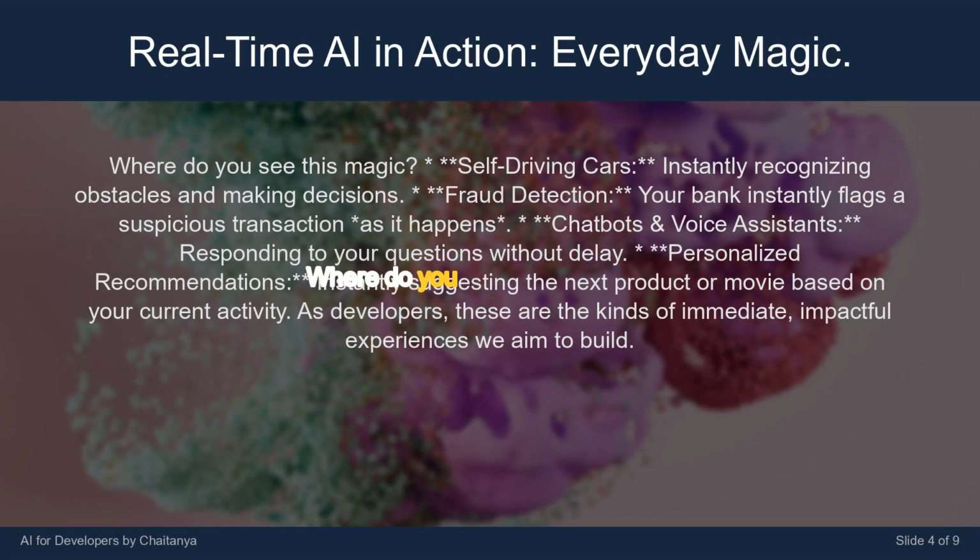Where do you see this magic? Self-driving cars. Instantly recognizing obstacles and making decisions. Fraud detection. Your bank instantly flags a suspicious transaction as it happens. Chatbots and voice assistants. Responding to your questions without delay. Personalized recommendations. Instantly suggesting the next product or movie based on your current activity. As developers, these are the kinds of immediate, impactful experiences we aim to build.